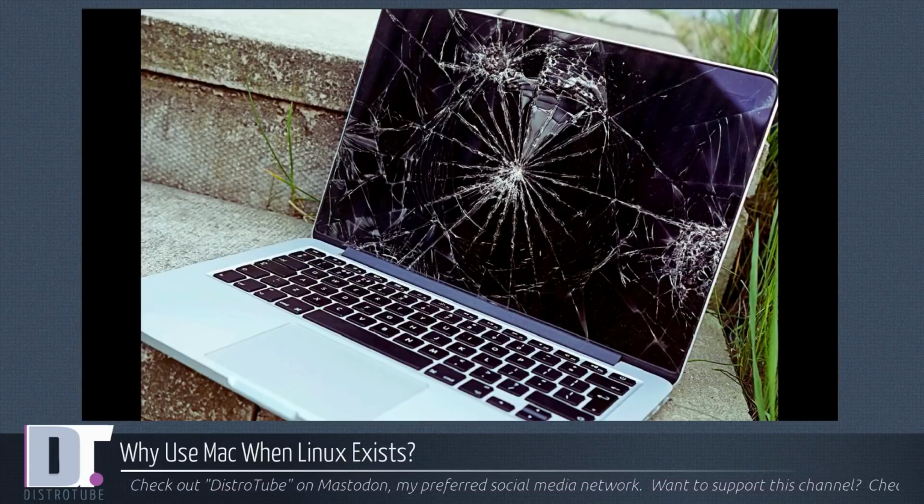So, these are just a few reasons why you should choose Linux over Mac. And I suspect that you already were aware of most of these reasons. So what are you waiting for?